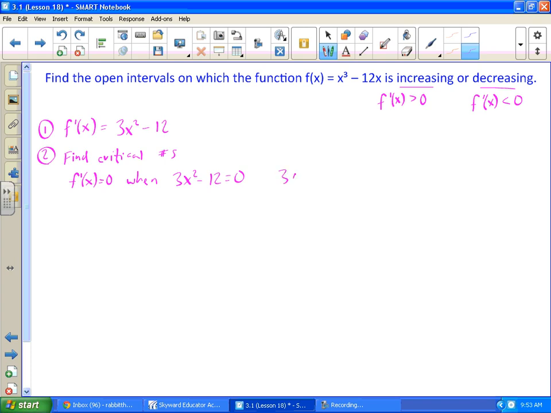Add 12, so I would have 3x squared equals 12, then divide by 3, and I get x squared is 4. And then what do I do? Take the square root, and what do I get? x is plus or minus 2. You need both, otherwise your answers are not going to be right here. So be careful when you take the square root, make sure you do plus or minus.